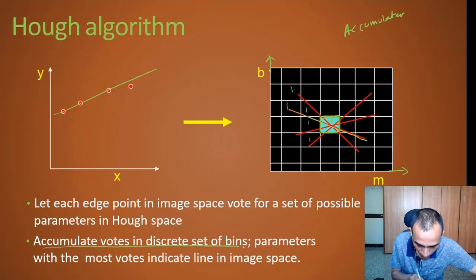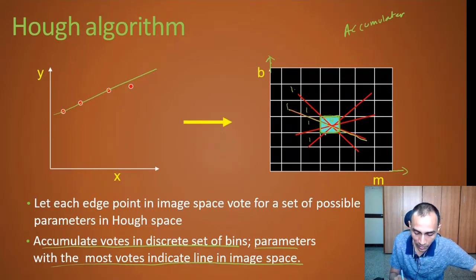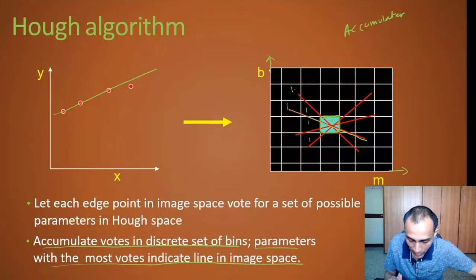So we'll accumulate votes in discrete set of bins, and the parameters with the most votes indicate the line in image space. Now that depends on whether we are only interested in finding one single line or multiple lines. If there are multiple lines, instead of just picking the majority vote, we'll have to set a threshold, and any votes larger than that count. We'll count the largest number of votes, and from that we'll be able to figure out multiple lines. Is that idea clear?